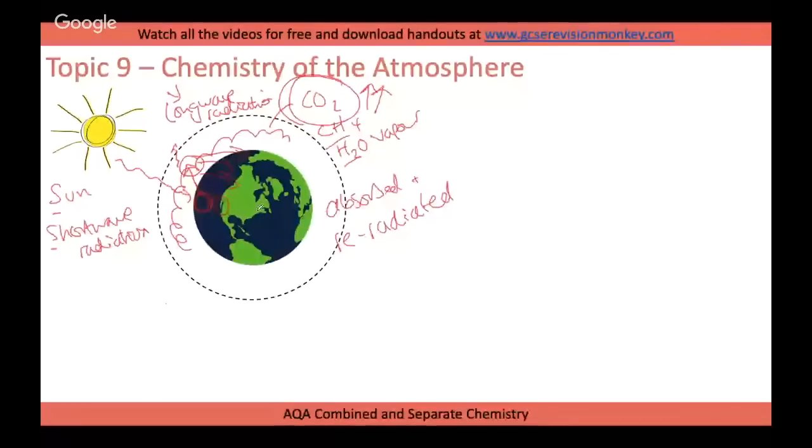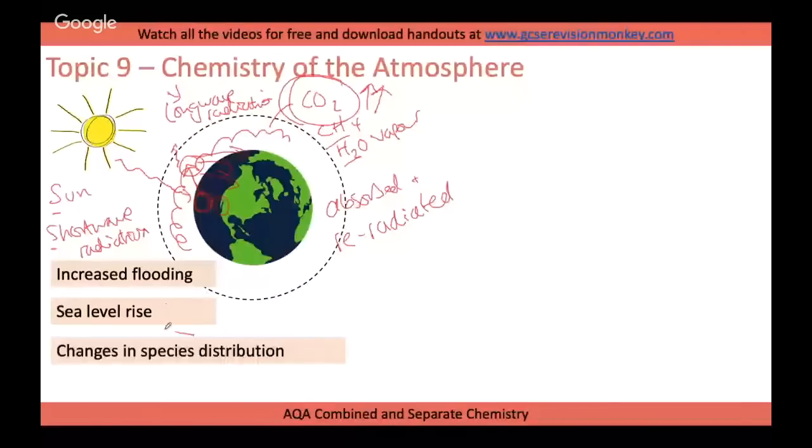This is causing many consequences, including increased flooding, sea levels rising, changes in species distribution. So some animals are becoming extinct in different areas of the world because they can't adapt to the changing conditions, or they might move places. Okay, so this is meaning they're perhaps migrating away and moving to different areas. Increased frequency of extreme weather, so hurricanes and tornadoes and things like that. So there's a few of the consequences.